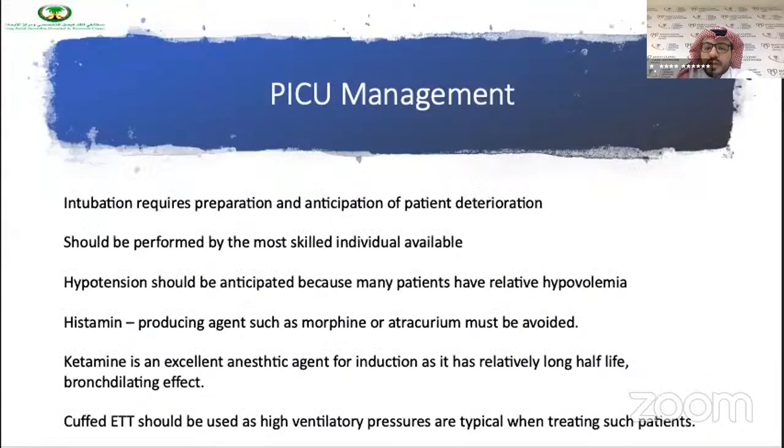Intubation requires preparation and anticipation. It's always about anticipation of what's going on and the patient's deterioration, with frequent serial assessment. It should be performed by the most skilled individual available at that time. Hypotension should be anticipated because many patients have relative hypovolemia, so you should keep normal saline boluses at bedside. You might have to give it before even intubating the patient. Histamine producing agents such as morphine or atracurium must be avoided.